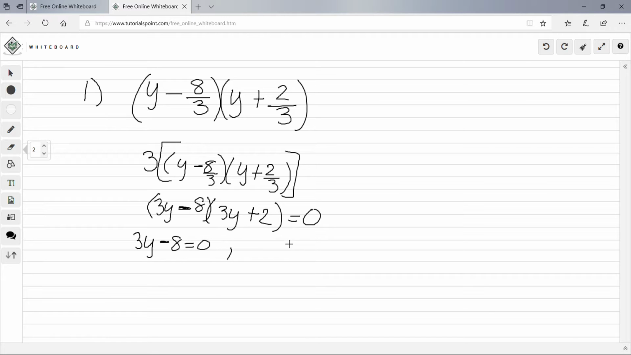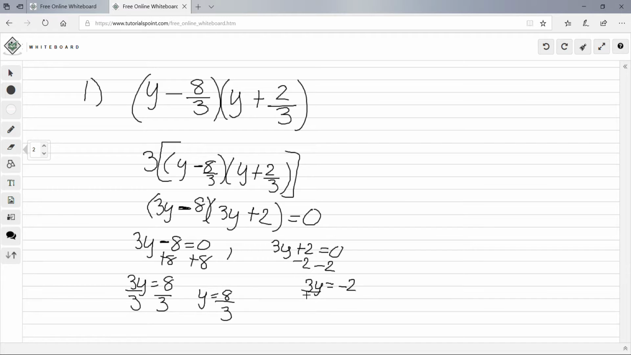comma. So you're going to get two answers. 3y plus 2 equals 0. So let's solve for y for this part. I'm going to add 8 on both sides. So you get 3y equals 0 plus 8, which is 8, divided by 3. So you get y equals 8 over 3. And then for here, we want to solve for y, so I'm going to subtract 2. So 3y equals negative 2. Divide by 3 on both sides, so we get y equals negative 2 thirds.